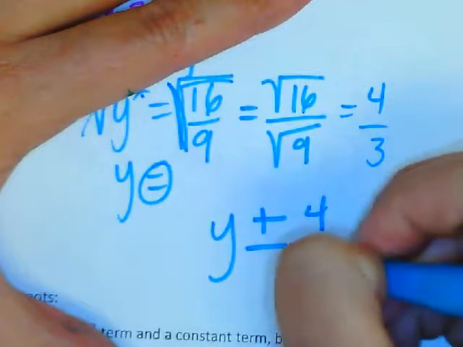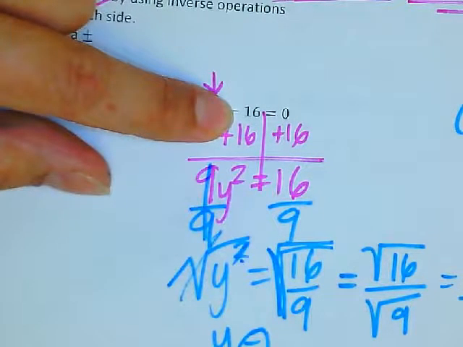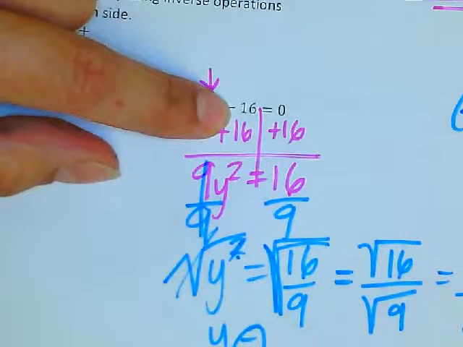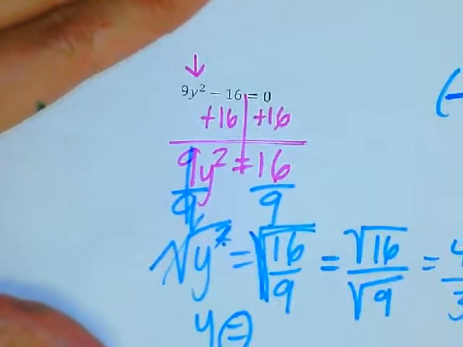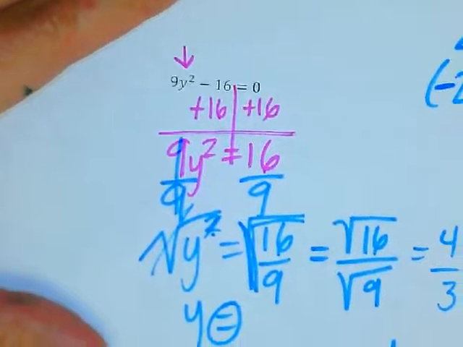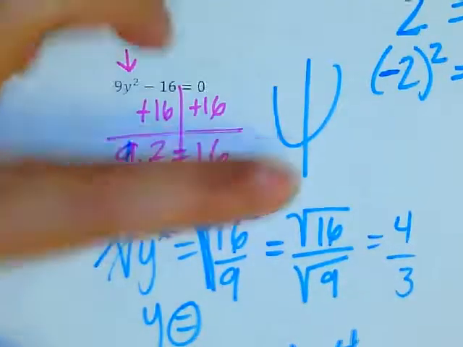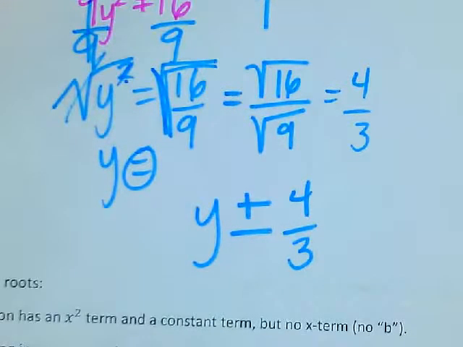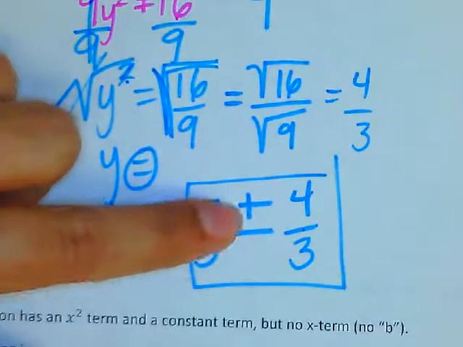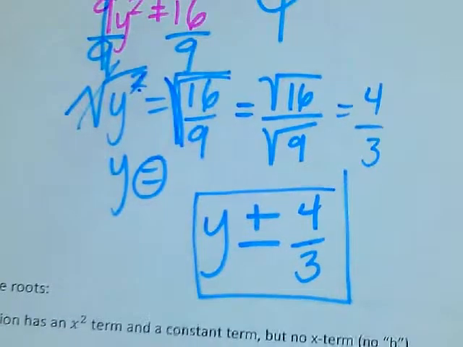One is positive and one is negative. Okay? Because when we're missing the b, our axis of symmetry is 0. So that means that this parabola, right, crosses at 0, which means the axis of symmetry is 0. Okay? Which means that the roots are going to be symmetrical because it's cut right in half at the y-axis. Okay? So your answer would be a plus or a minus 4/3.